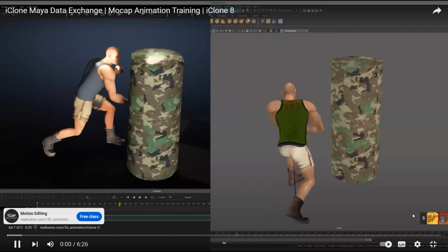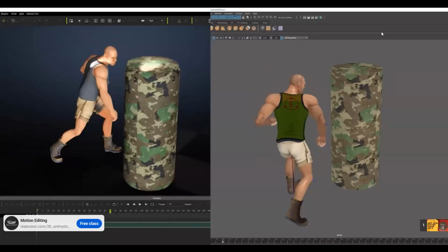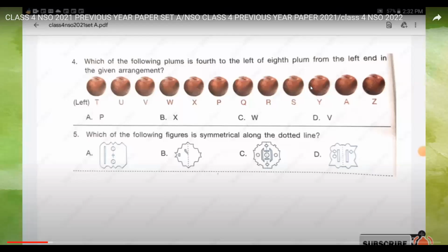Hey everyone, in this tutorial we're going to take a look at how quickly and easily you can transfer both motion and carry.